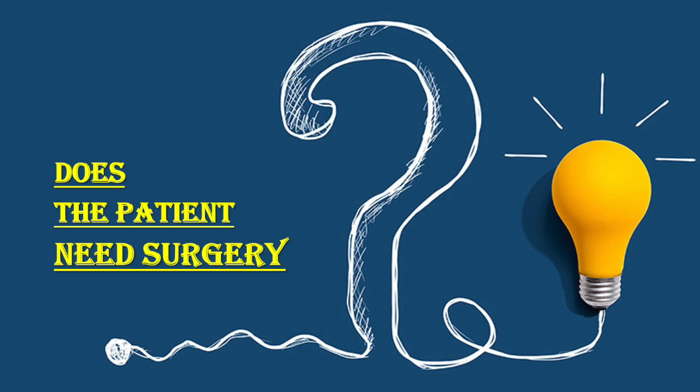Posterior lenticonus is a rare developmental abnormality causing a progressive localized conical bulging of the posterior capsule, resulting in abnormal shape of the lens. So now, does the patient need surgery?